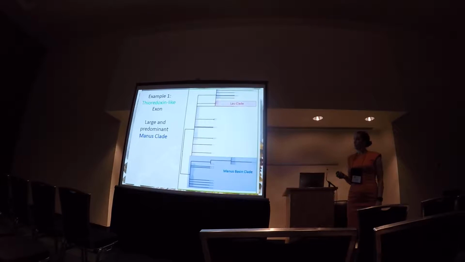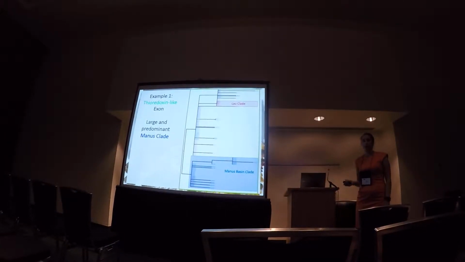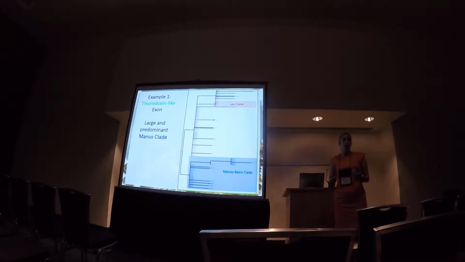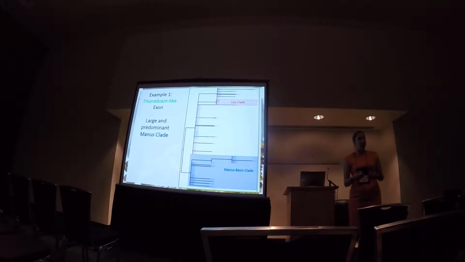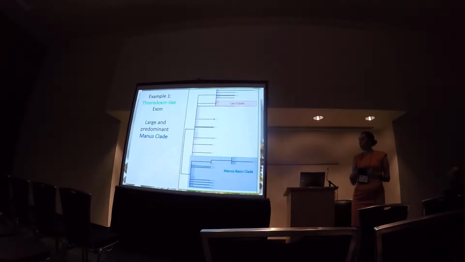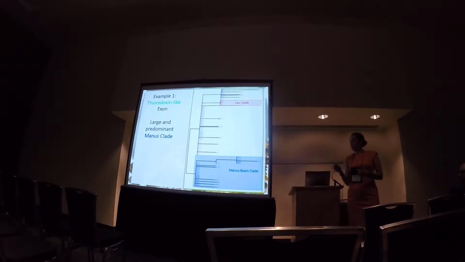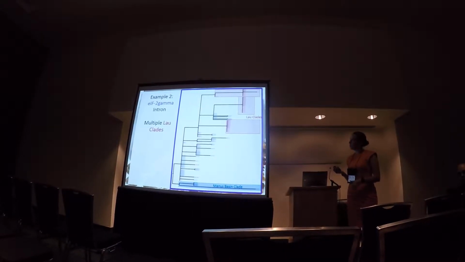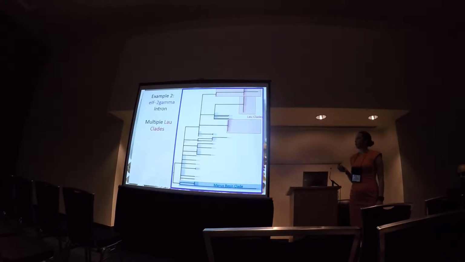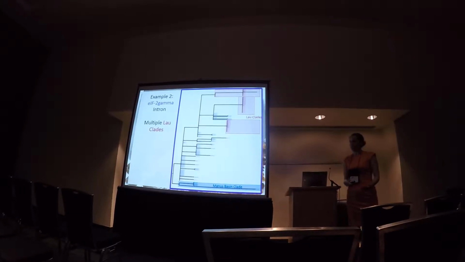So the first example we saw in this exon was a large clade exclusive to the Manus basin. And so what this suggests is that we're not seeing gene flow out of this clade from the Manus basin. So we might say, okay, it's predominantly Lau to Manus gene flow. But then when we look at the second gene that I have an example of, EIF2 gamma, we're seeing large predominant Lau clades, which suggests the opposite from what the first gene said.